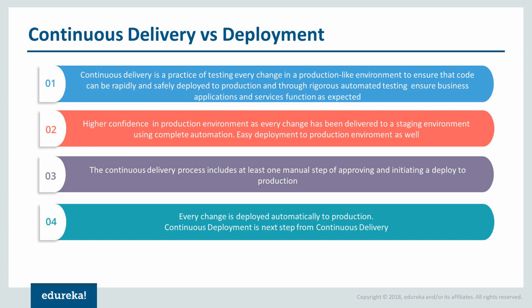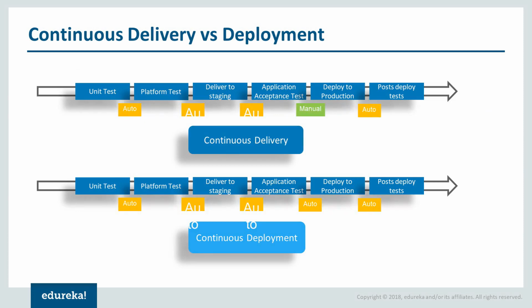And continuous deployment is basically the next step from continuous delivery. Typically, what we have seen is that people start with continuous delivery first, and they keep on optimizing their environments, their processes, and the test cases and everything, so that once they have enough confidence, they move from continuous delivery to continuous deployment. So this is a very nice depiction to understand the difference between continuous delivery versus deployment.